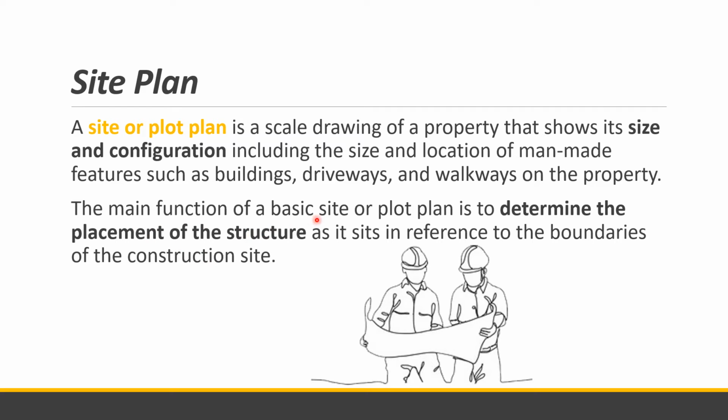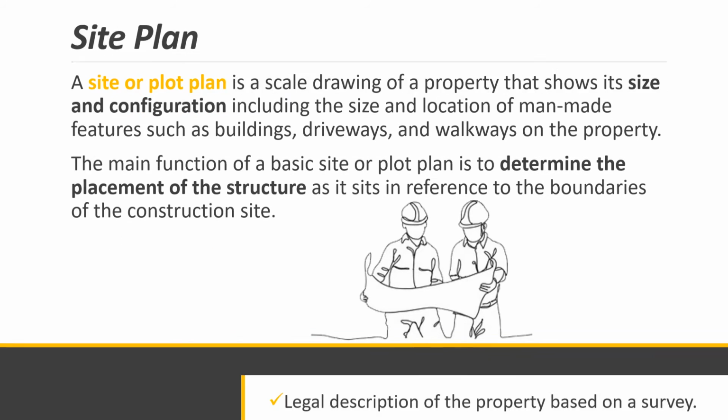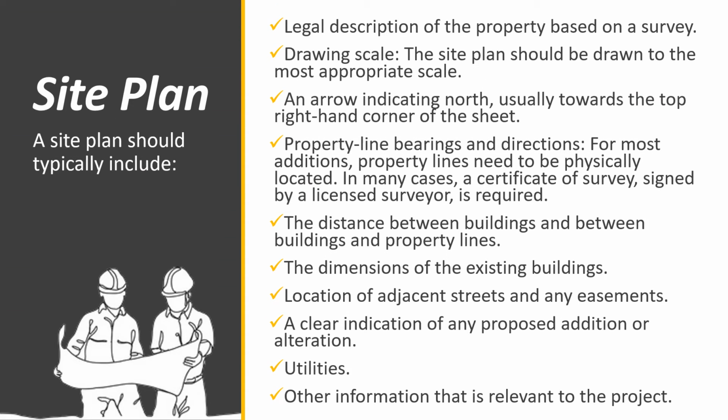So the main function of a basic site or plot plan is to determine the placement of the structure as it sits in reference to the boundaries of the construction site. A site plan should typically include the legal description of the property based on the survey. That shows the legality of your lot, the survey details of the lot. Before you own a lot, the lot needs to be surveyed, so it has the bearings or boundaries of your lot.